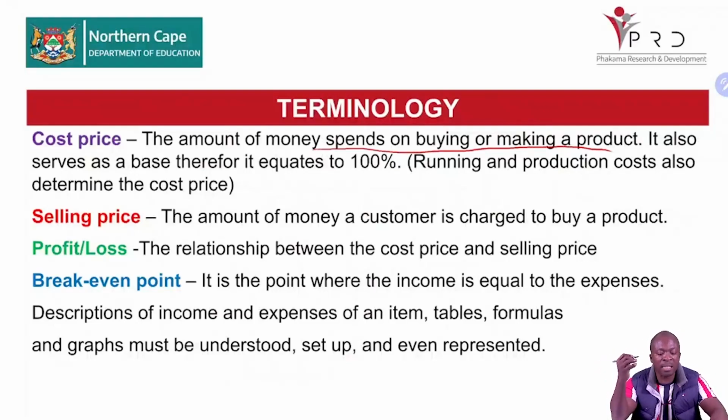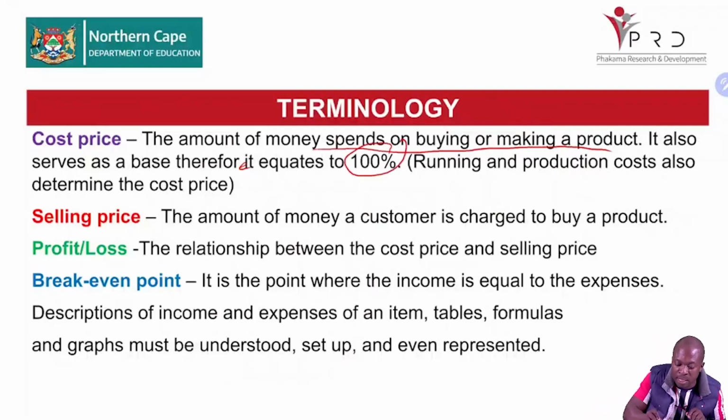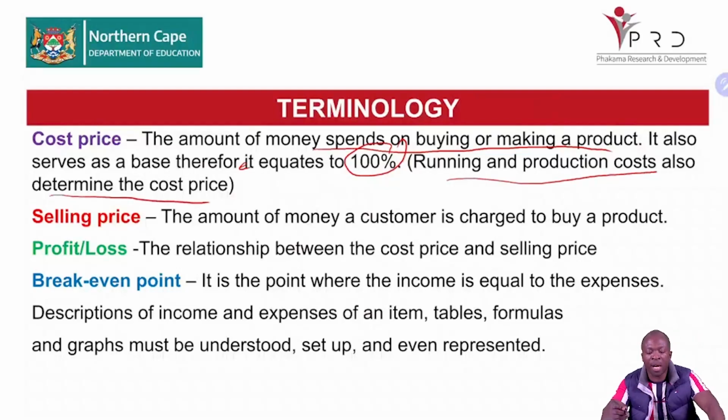It also serves as the base. Therefore, it equates to 100%. Your cost price is 100%. That is the money which you used to produce the item. So please don't forget the 100% because along the way, it will come back later. The running and production costs also help to determine the cost price.